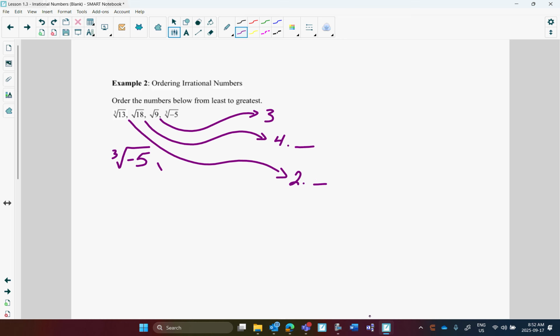So now I can get the smallest to the largest. This one is the smallest of those 3 positive numbers. This one, square root 9, is next. And square root 18, which is 4 point something, is the largest of those. So there's our list, smallest to largest. And notice we were able to do that without a calculator. You could have also used a calculator and punched in everything and then just compared them. Okay.